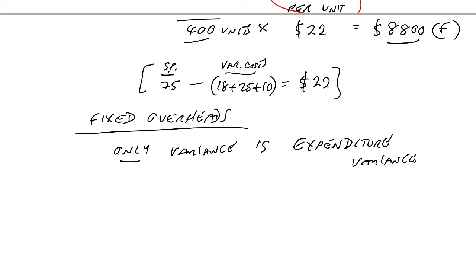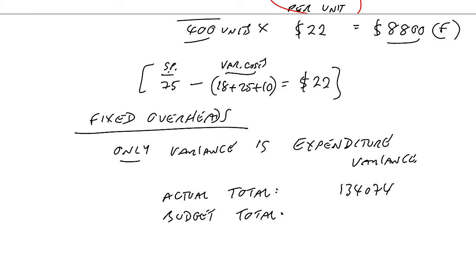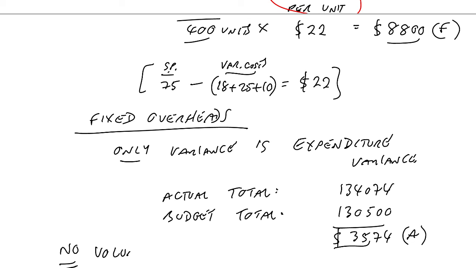And it's calculated in exactly the same way as before, the difference between the actual total. The actual total fixed overheads are 134,074. And the budget total. If you look back for this question, you'll find the budget total was 130,500. And therefore, with an adverse variance of 3,574. So the expenditure variance is always the same, whether it's marginal or absorption. The difference is that you've no volume variance.